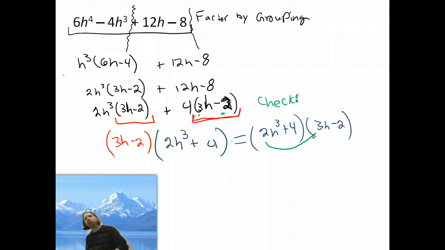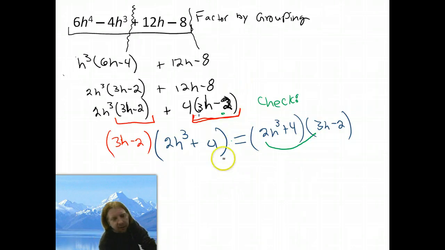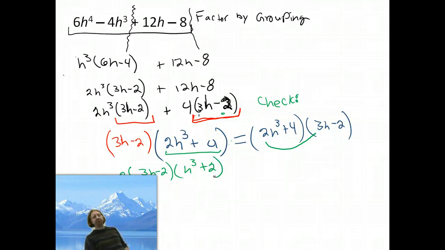You have a question? Shouldn't you take out 2? So you can take a 2 out. Ooh, I can't I? That's a good observation. There's a 2 there, right? So that 2 comes out. Leaves me 3h minus 2 and h to the third plus 2. Nice.